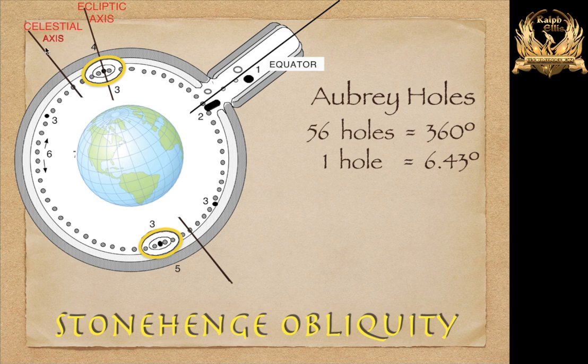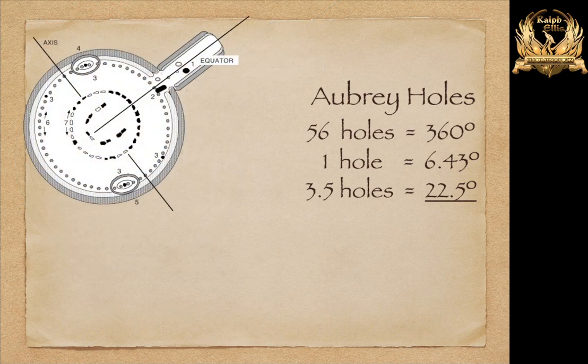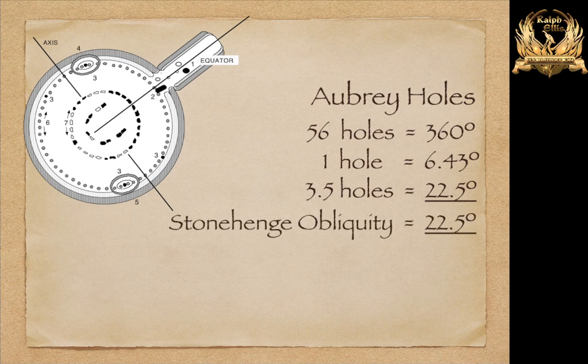And this might not look like a very inspiring number, but if we calculate how many holes there are between the celestial axis and the ecliptic axis, we get 1, 2, 3, 3.5 Aubrey holes. And 3.5 Aubrey holes times 6.43 is 22.5 degrees. The same as we found for Avebury. Which is interesting because from that we can get a date. And so the Stonehenge obliquity is the same as the Avebury obliquity, 22.5 degrees.